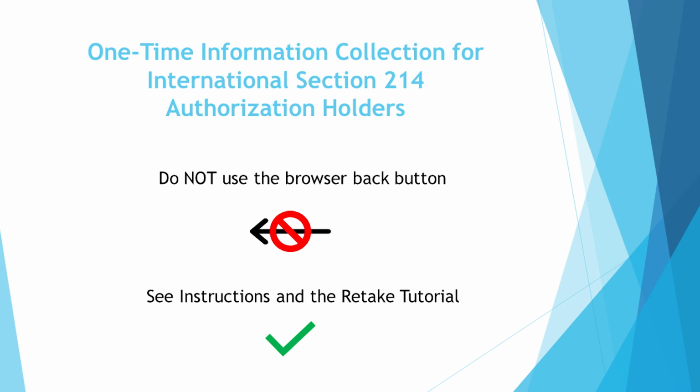Because an officer of the authorization holder must certify to the truth and accuracy of its responses at the end of the form, we encourage the authorization holder to carefully review its answer to each question before moving to the next question. If an authorization holder needs to correct an error on any question before it certifies and submits its responses to the one-time information collection, refer to the steps in the instructions and the retake tutorial.